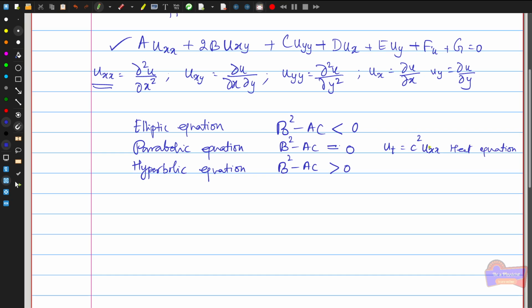So this heat equation comes under the category of the parabolic equation. If you want an example for the elliptical equation, u double x plus u double y equal to 0, that is the Laplace equation. You already know this. So the Laplace equation comes under the category of the elliptical equation.